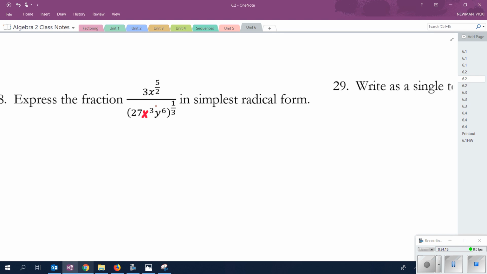It wants us to express this fraction in simplest radical form. Wow. Yikes, yeah? What has a 1/3 exponent? Everything in those parentheses, true? So 27 to the 1/3, x cubed to the 1/3, y to the 6 to the 1/3. So ask your calculator right now, what is 27 to the 1/3 power?